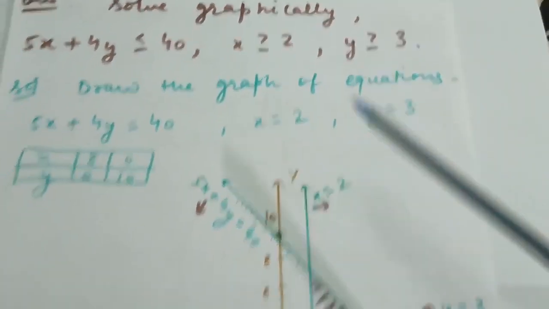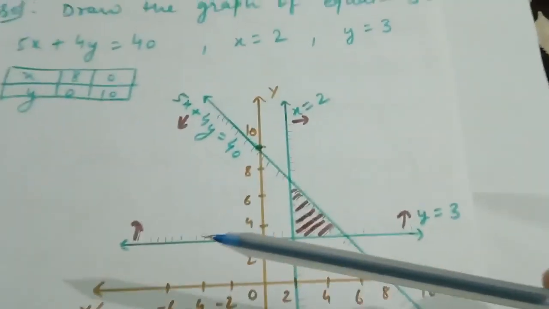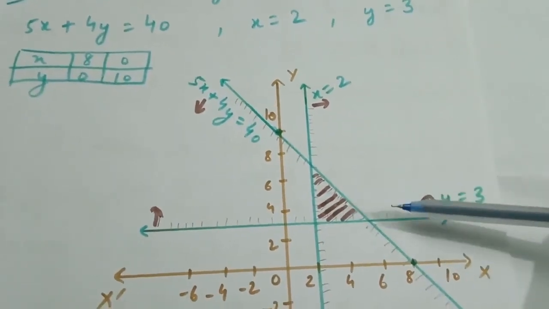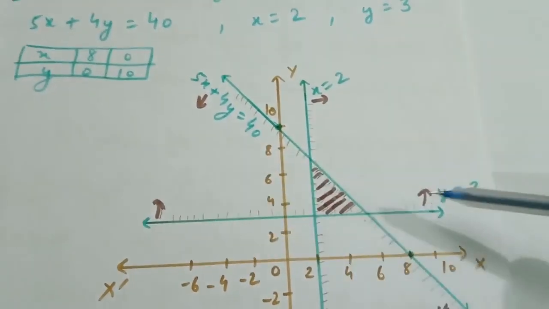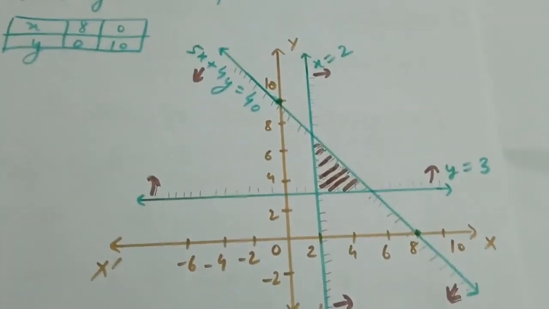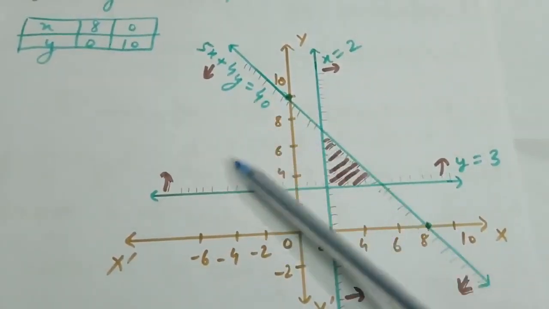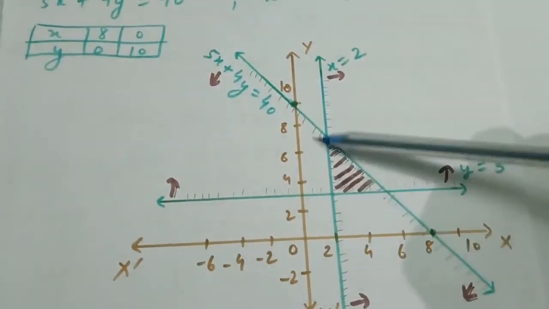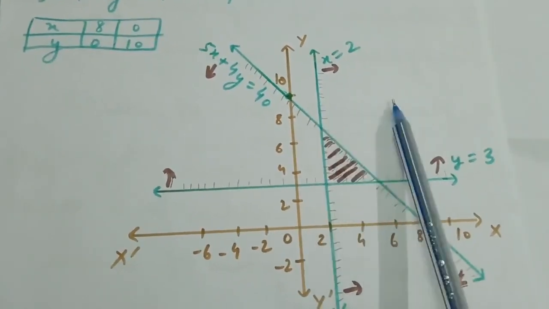When you put 0, you will get 0 is greater than or equal to 3, which is also false. So the solution of this line will also lie away from the origin, right? So draw these arrows. Now we have to find the common solution. So as you can see, from this line we have to go this side. Also from this line we have to go this side, and from this line we have to go this side.